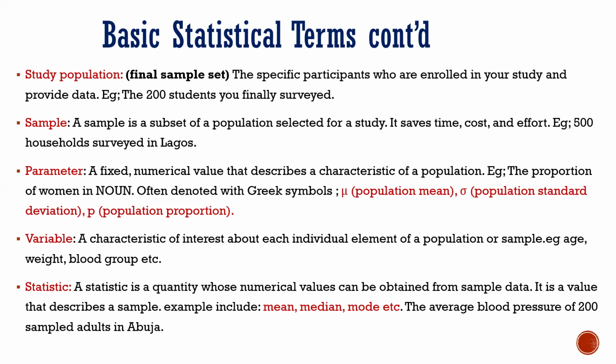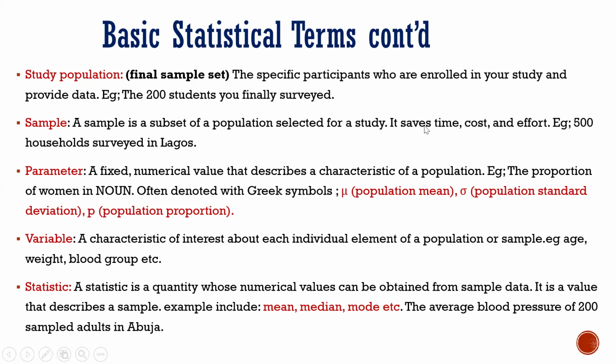Okay, so those are the different types of population we have: the target population, the source population, the actual population, and the study population. And I want you to know the difference between each and every one of them. So we have another biostatistical term called sample. What is a sample? A sample is a subset of a population selected for a study.